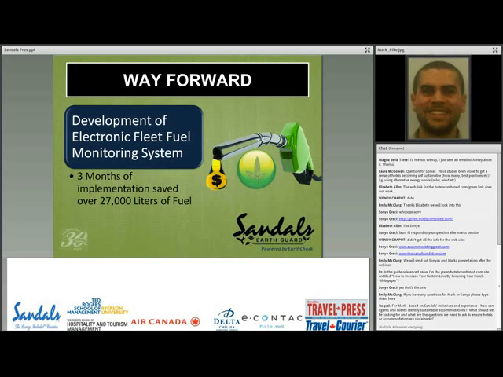specifically at new ways that we can consume energy in a better way, efficient ways, looking at alternative energy sources and so on. But back to this fuel management system, since implementing it, we have looked at giving each fleet operator an advanced fuel card, and that has helped us to monitor our fuel chain. We started it in Jamaica, and 3 months of implementation saved over 27,000 liters of fuel, and that goes into our general performance management of our environmental footprint for the company.